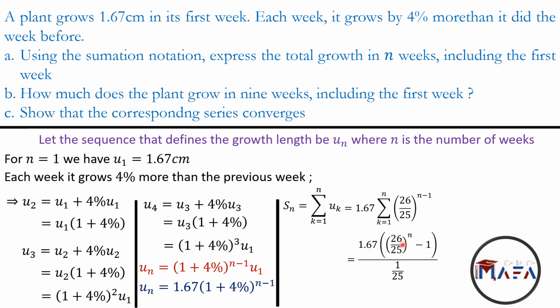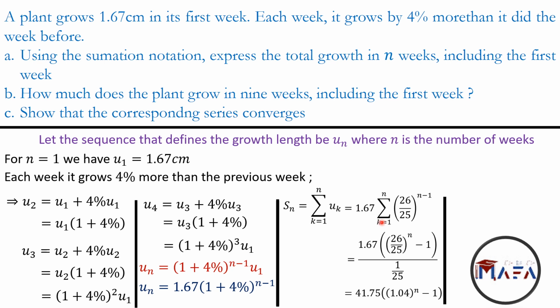Now we know how to get the sum of the first n terms of a geometric sequence whose common ratio is given. Our common ratio is 26/25 and it is greater than 1. That is why we use the formula: the first term times the common ratio to the power n minus 1, divided by the common ratio minus 1. Simplifying, 26/25 is 1.04. 25 goes up, multiplies with 1.67, we get 41.75, and then we have our minus 1 here. So we have succeeded in expressing the growth in n weeks including the first week.